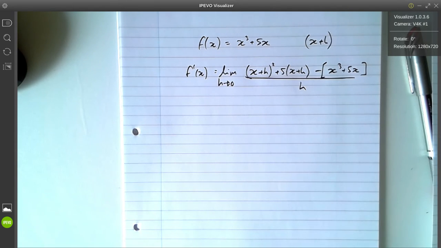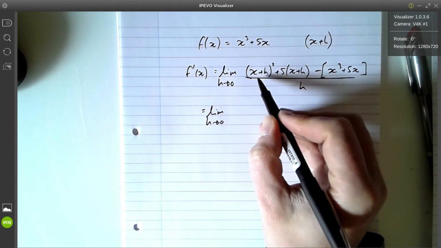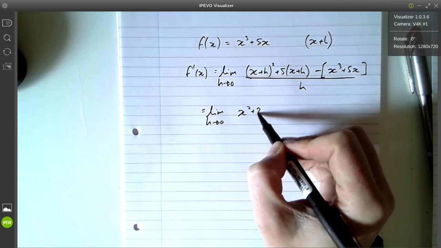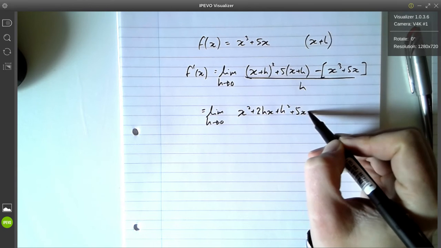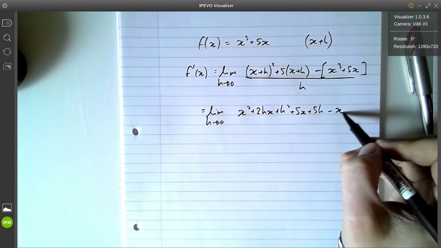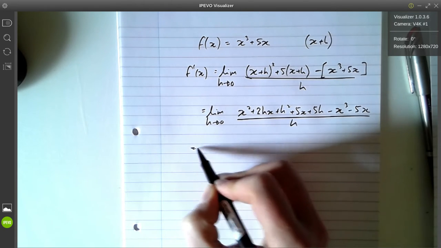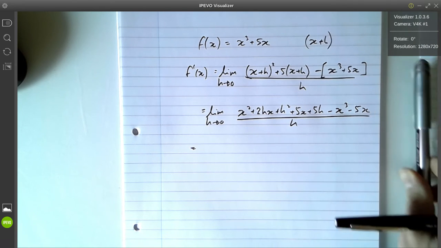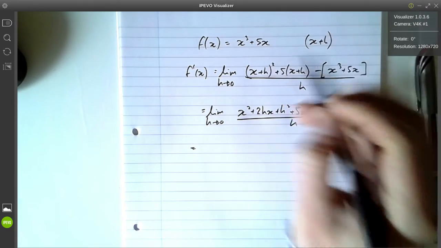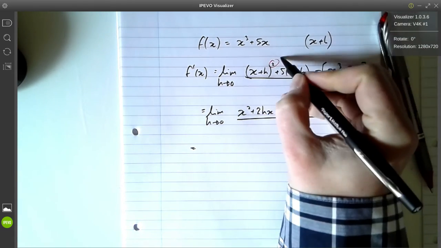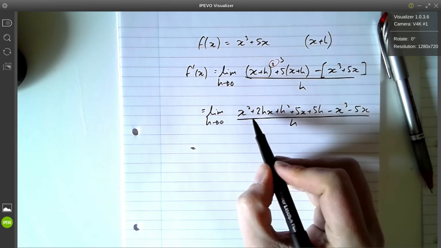I'm not seeing an exam question like this yet, but you never know. Okay, limit as h tends towards 0. Let's figure all this out. This is going to give me x squared plus 2hx plus h squared plus 5x plus 5h subtract x cubed subtract 5x all over h. Okay, let's do some tidying up. Well, I've already made a mistake here, haven't I? Blooming heck. This should be a 3. If this is a 3, it's going to expand out a little bit better. So let me have another go at this properly.